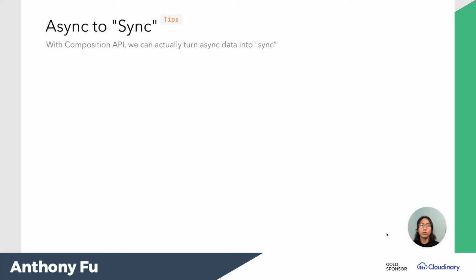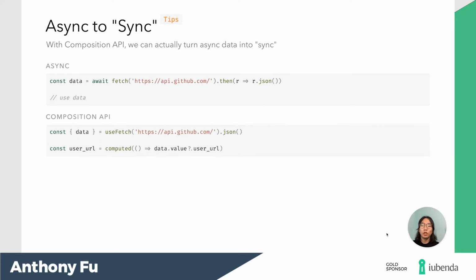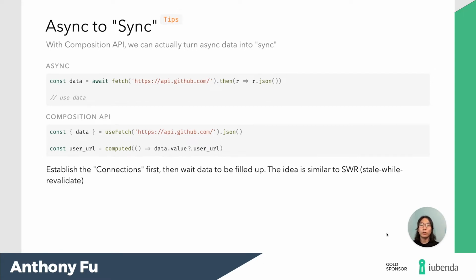Since we are constructing connections using the Composition API, we can actually make async functions sync by building the connection first, before it resolves. Let's say we want to request some data using the fetch API. Normally, we would need to await the request being responded and the payload being parsed before we can use the data. With the Composition API, we can actually make the data a ref of null, then be fulfilled later. This can let your app take time to handle other stuff while waiting for the data to be fetched. The idea is similar to SWR, but with much simpler implementations.